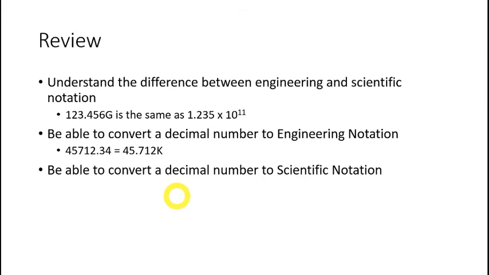Now we should be able to convert a decimal number to scientific notation. So if we take that same number, we need to move the decimal point over 1, 2, 3, 4. Okay, that's why we have 10 to the 4. And then we truncated off the 34. We didn't round up because 3 is less than 5, and it has to be 5 or higher for me to be able to round up. So I have 4.571 times 10 to the 4th.